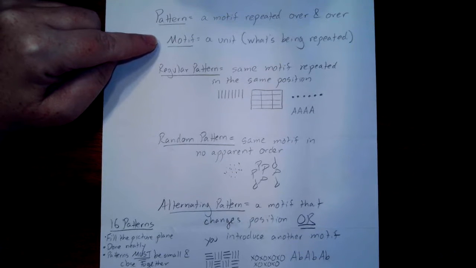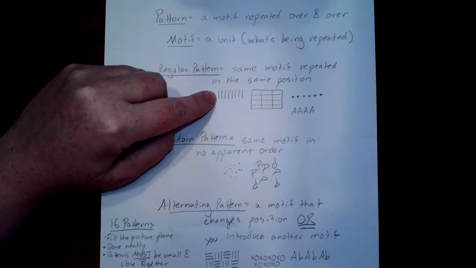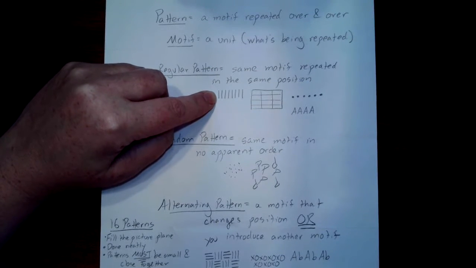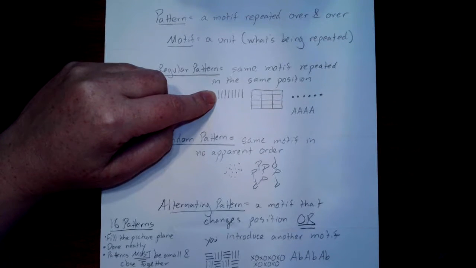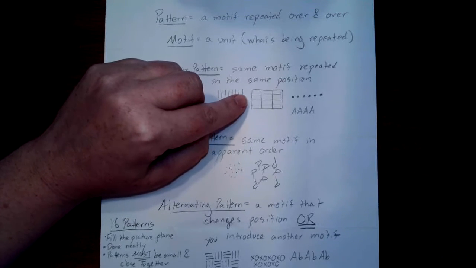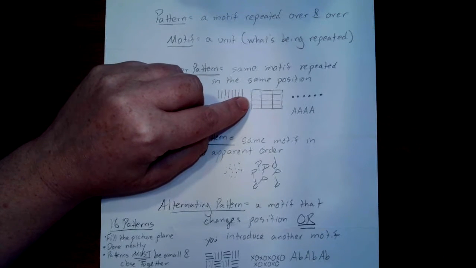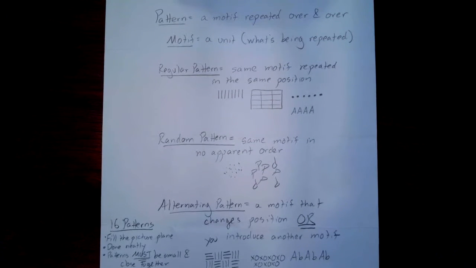over and over. Okay? We can have a regular pattern. That is when you have the same motif and it gets repeated in the same position. So imagine if we look at the bookshelf and all the books are standing straight up in the same order. And let's say they're all the same books, like textbooks that we have in the art room. So that would be a regular pattern. The concrete walls that we have in the classroom, they're just stacked right on top of each other. That's a regular pattern. Okay.